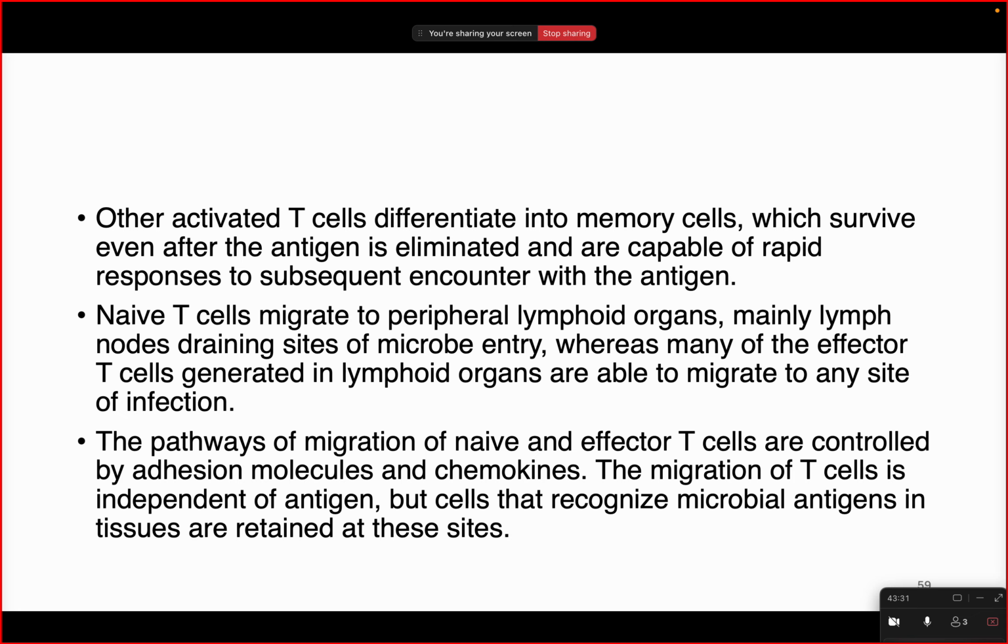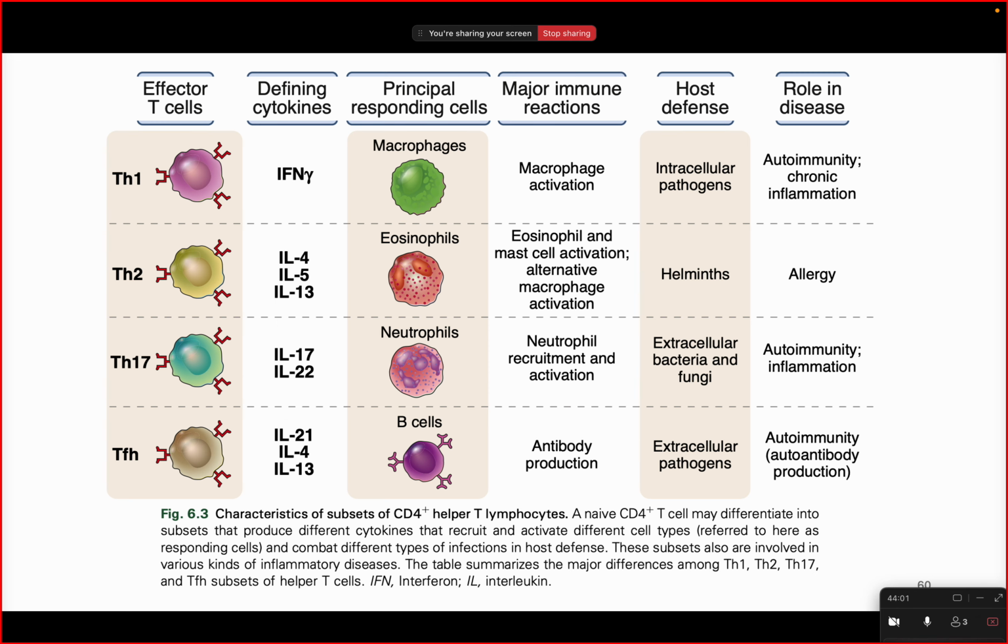Naive T cells migrate to peripheral lymphoid organs, mainly lymph nodes, draining sites of microbial entry, right? We cannot keep these T cells and B cells, which are being selected, always floating in the blood, right? So there have to be contained areas in which these cells are densely populated. The pathways of migration of naive and effector T cells are controlled by adhesion molecules and chemokines.